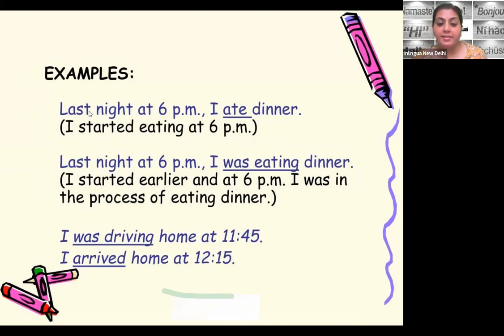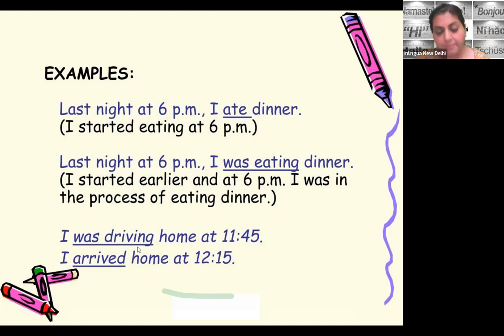Okay. Now, examples of these two tenses, simple past versus past continuous. Last night at 6 p.m., I ate dinner. This is a simple past sentence. But I started eating at 6 p.m. or I was eating at 6:15 p.m. is a past continuous tense sentence. Last night at 6 p.m. I was eating dinner. That means I started eating dinner before 6 p.m. I was in the process of eating dinner at 6 p.m.